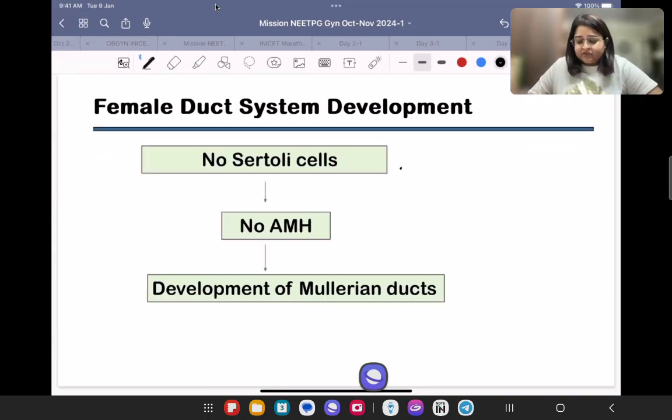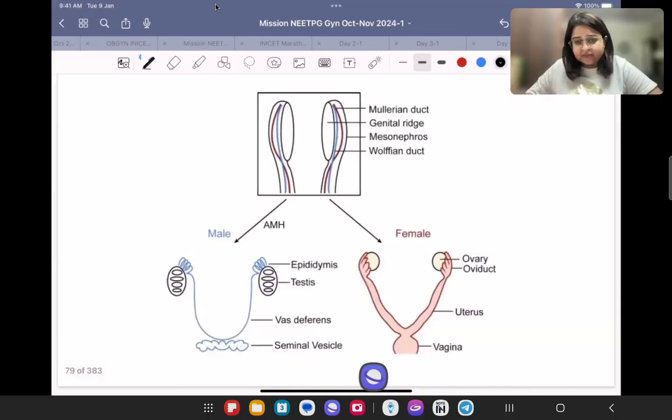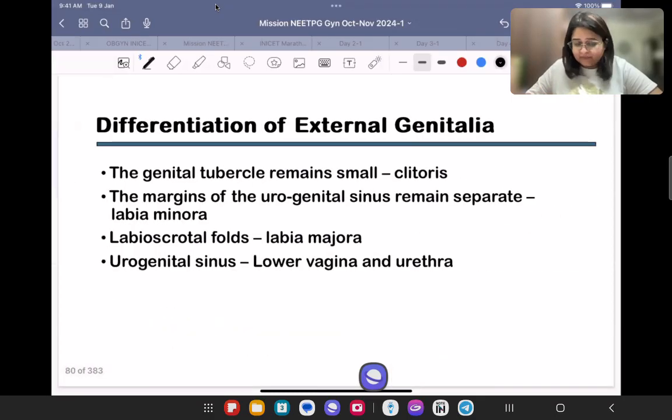There is no Sertoli cell, no AMH, so development of the Mullerian duct. The Mullerian duct will differentiate into the things I told you: uterus, cervix, fallopian tube, upper part of the vagina. So all this was written, okay? So you can just go through this whenever you have time. Same thing happens. What I told you, the female will develop.